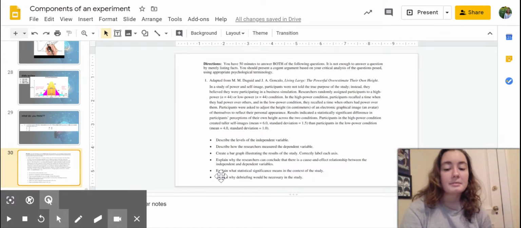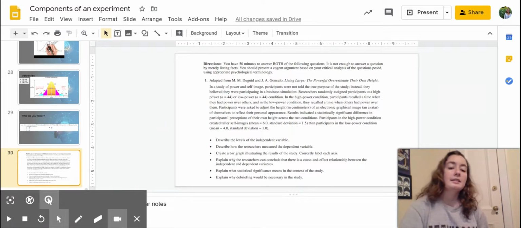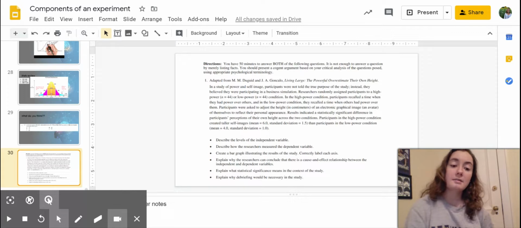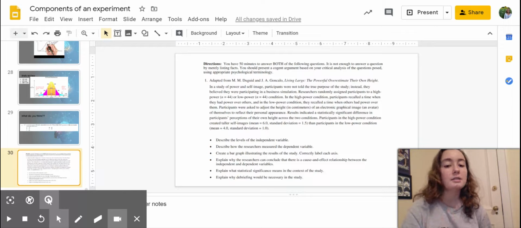Here's an example. They ask you to explain what statistical significance means in the context of the study. The answer they're looking for is that if it is statistically significant, then we know the results weren't due to chance. But if it isn't statistically significant, then the results were likely due to chance. There's not really a strong relationship between the two.